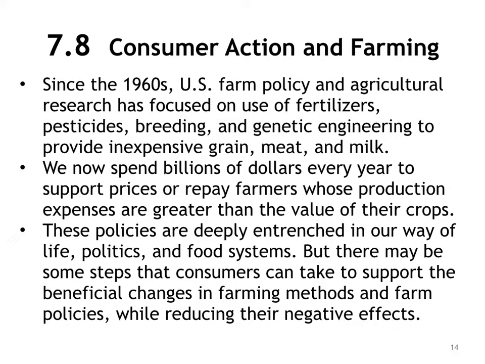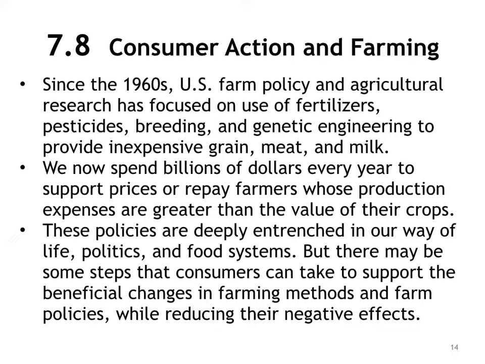Cheap food policies have raised production dramatically to feed growing populations both in the United States and abroad. Farm commodity prices have fallen so low that we now spend billions of dollars every year to support prices or repay farmers whose production expenses are greater than the value of their crops. The United States buys millions of tons of surplus food every year, often using it as food aid to famine-stricken regions. This social good is also problematic, as cheap or free food donations undermine small farmers in other countries who cannot compete with free or nearly free food on the local market.